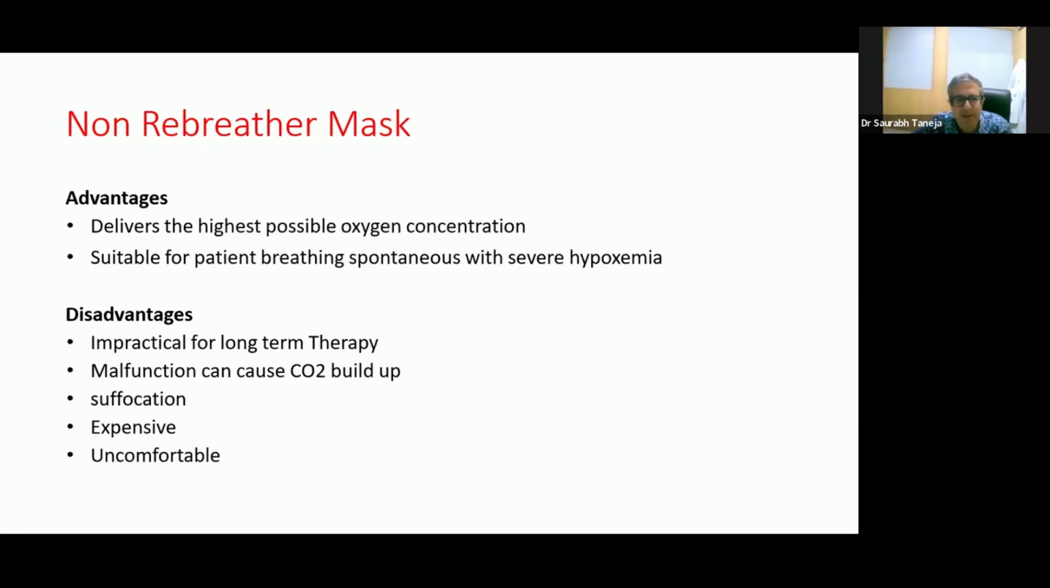So it is suitable for patients breathing spontaneously with severe hypoxemia. But remember, you should check all the valves. It is not one for long-term oxygen therapy. Any issue with the valves can make CO2 build up. And usually with higher flow rates, the patient feels a bit of suffocation and it is uncomfortable for the patient. Next.